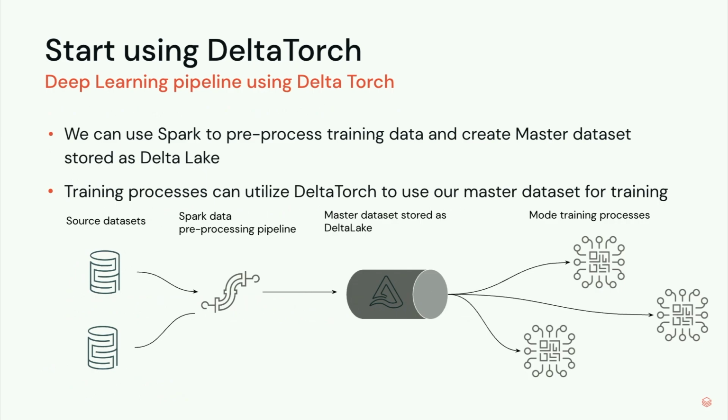Okay, so with Delta Torch, our deep learning pipeline can look in the following way. We have our source datasets on the left-hand side. We can have multiple ingestion pipelines. We can use batch pipelines, we can use streaming, we can use pretty much anything we want. Those pipelines are going to ingest data into our Delta Lake table. On the right-hand side, we can have multiple training processes. We can have multiple models using the same dataset, the same table for training. Those processes can efficiently read from Delta Lake. They can use distributed training and all those things.